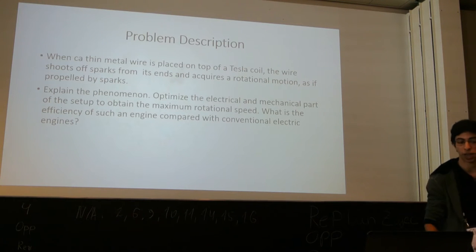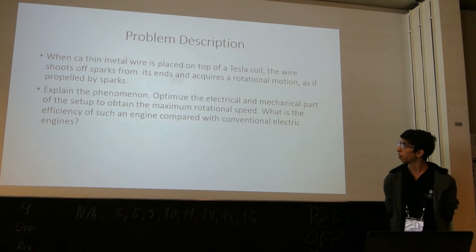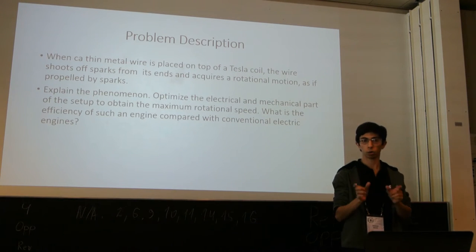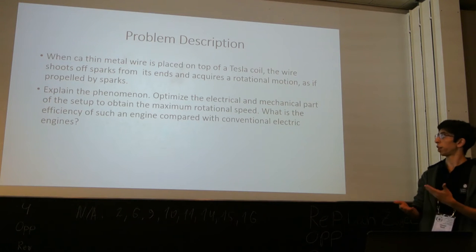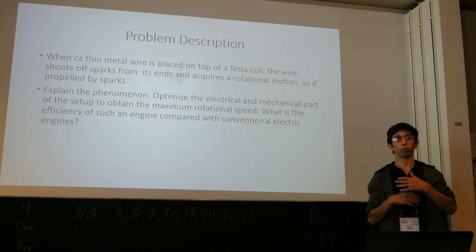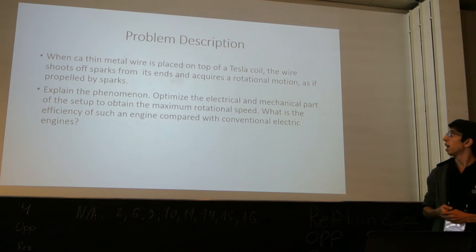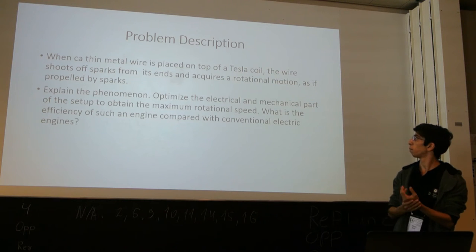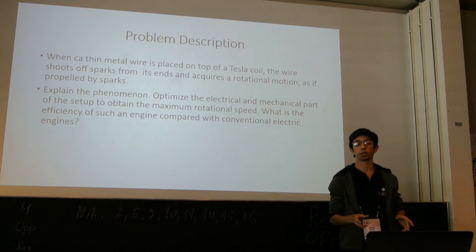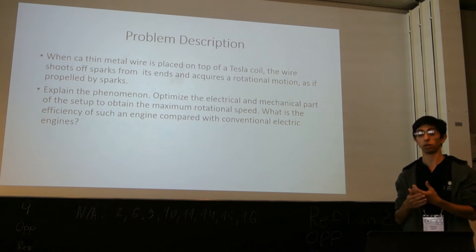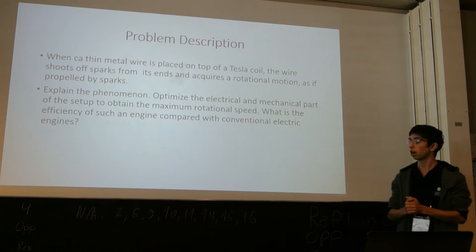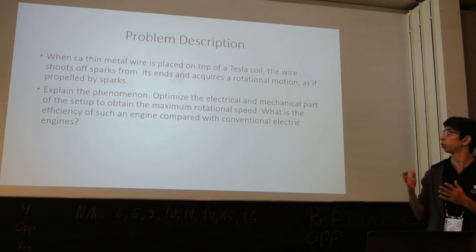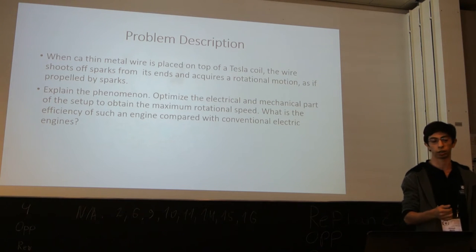So again, going back to the problem description, first of all, what we needed to do is to place a thin metal wire on top of a Tesla coil and observe its rotation, explain the effect, and essentially what causes this phenomenon, as well as treating this rotating wire as an engine, optimizing the electrical and mechanical parts of the system to maximize the rotational speed, and finally to get some kind of an estimate for the efficiency of the engine compared to a conventional electrical engine.